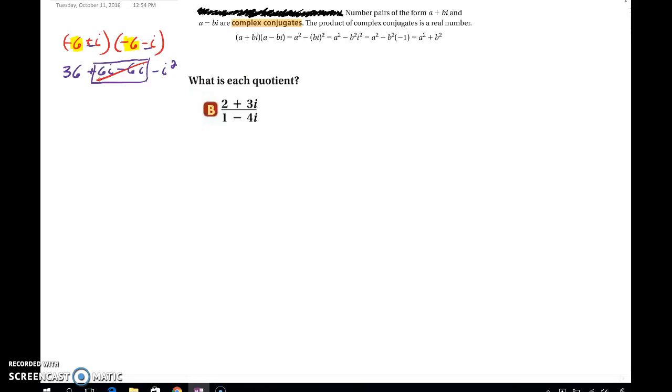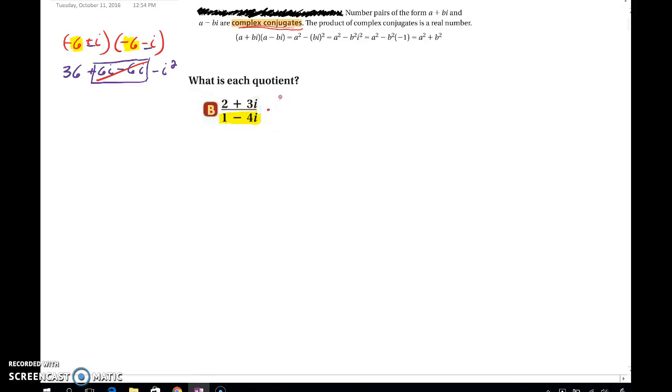So when we're dividing by a complex number, like we are here, 2 plus 3i divided by 1 minus 4i, we end up multiplying by the conjugate. That way we're able to eliminate our i's in our denominator, because we don't want to have any imaginary numbers in our denominator. So from here, what we do is we identify our denominator. So our denominator is 1 minus 4i. Right? Then we need to multiply by its conjugate.